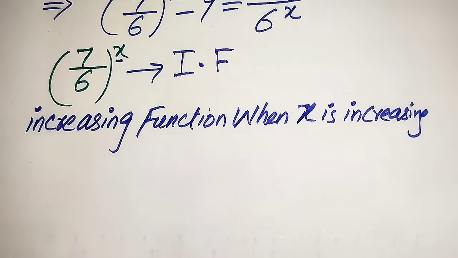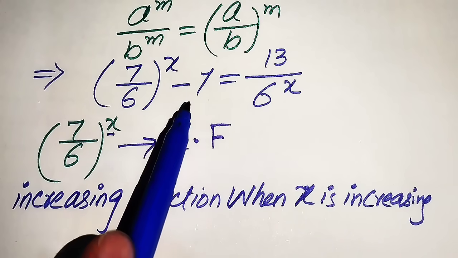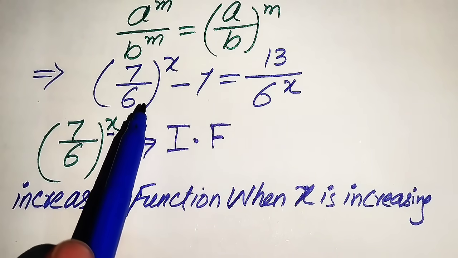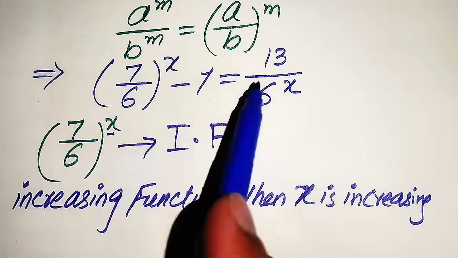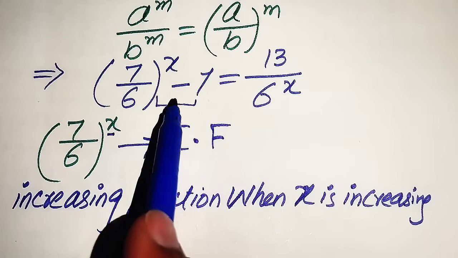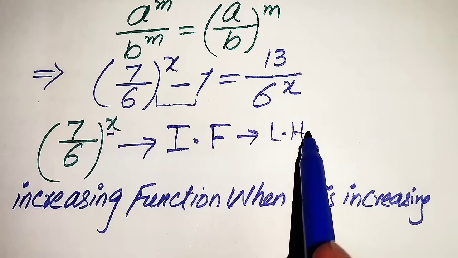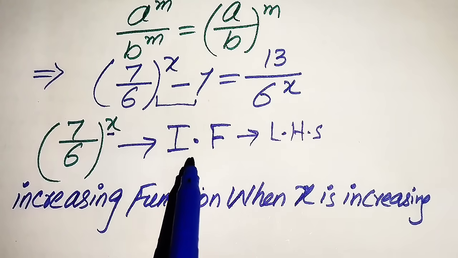And also you know that when we subtract 1 from an increasing function, it remains an increasing function. It means that the left hand side of this equation becomes an increasing function. Okay, we can write it here: our left hand side becomes an increasing function.